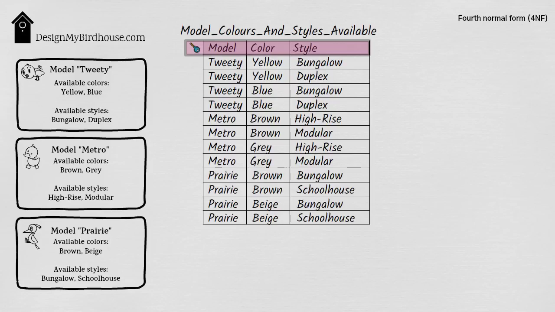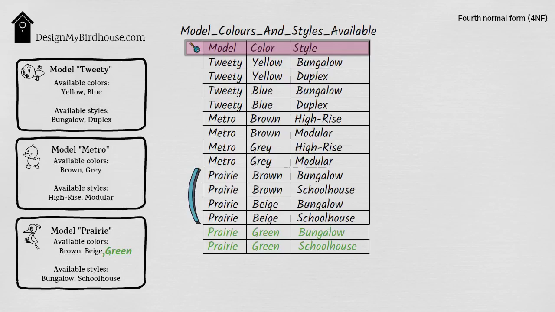Let's look at the rows for the birdhouse model Prairie. The available colors for the Prairie birdhouse model are brown and beige. Now suppose designmybirdhouse.com decides to introduce a third available color for the Prairie model, green. This will mean we'll have to add 2 extra Prairie rows to the table, one for green bungalow and one for green schoolhouse.